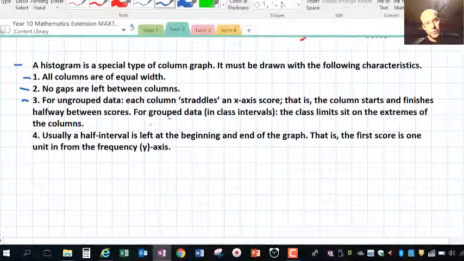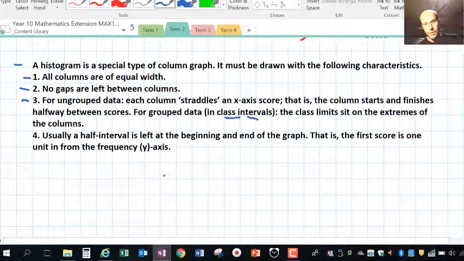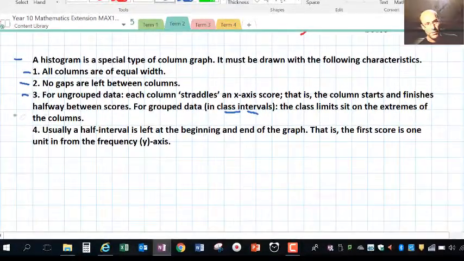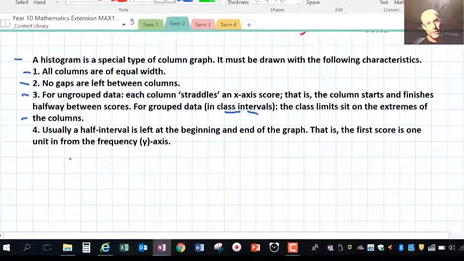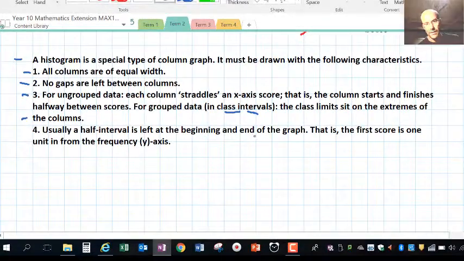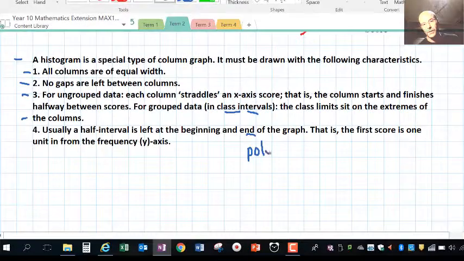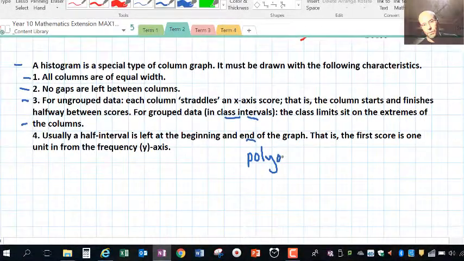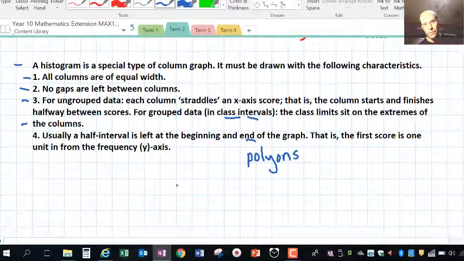And for grouped data, which was the first 2 examples, meaning they're in class intervals, the class limits sit on the edges or the extremes of the columns. And usually a half interval or a half column width is left at the beginning and at the end. Now, we didn't see it at the end, but one day when you draw polygons, you'll need to put that half interval at the end. That'll come in the future.